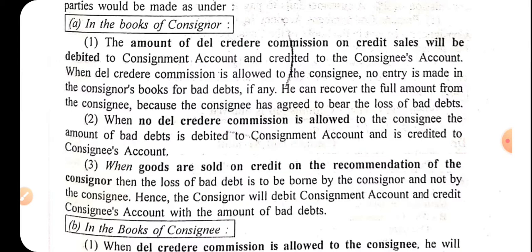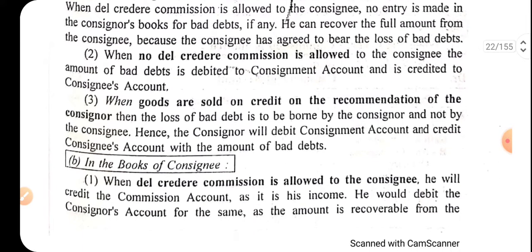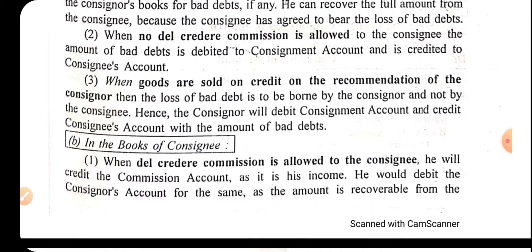While Del Credere Commission is allowed and any bad debts arise, the bad debts are taken over by the consignee himself. So the loss is borne by the consignee on a bad debt if he takes the Del Credere Commission. If there is no Del Credere Commission, then the loss has to be borne by the consignor. When the goods are sold on credit on the recommendation of the consignor, again the consignee is not liable for any kind of bad debt loss, and the consignor is liable to bear such losses.